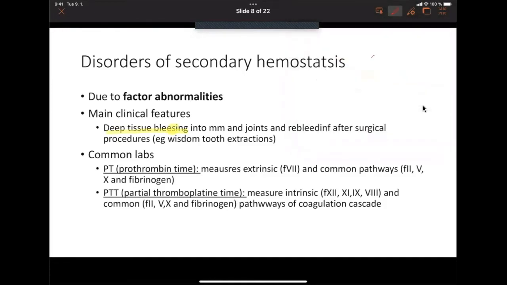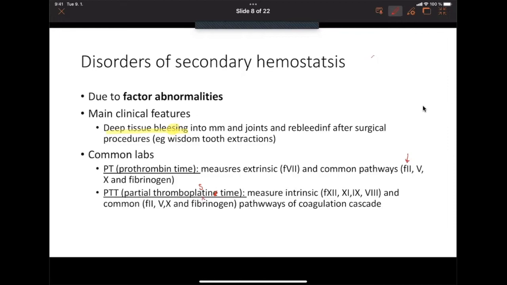So the common labs that are done here are prothrombin time and partial thromboplastin time. Prothrombin time measures the extrinsic and common pathway. I mean, both of them measure the common pathway, but PT covers the extrinsic and common pathway. So it's measuring factor 7, factor 2, factor 5, factor 10, and fibrinogen. Factor 2 is thrombin, for those who don't know.